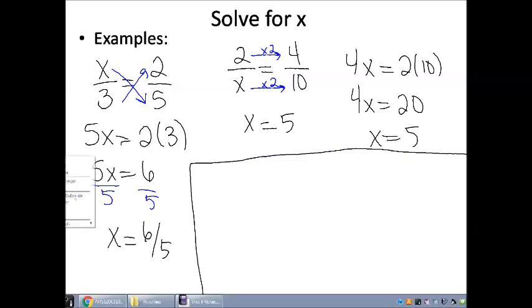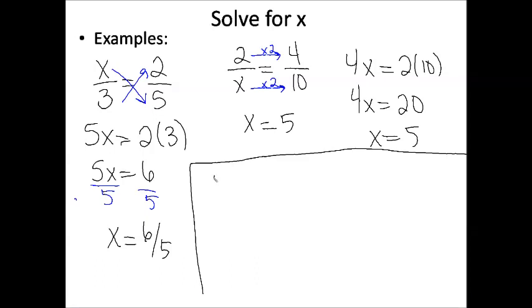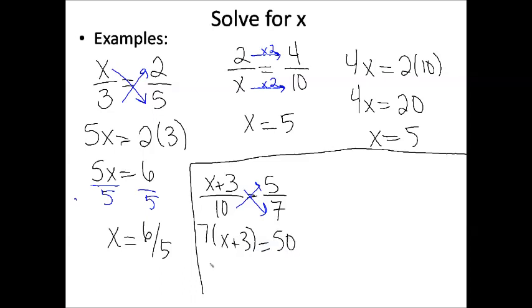As it were. And lastly, they could get a little bit more complicated. You could have something like x plus 3 over 10 is equal to 5 over 7. And I just made this up off the top of my head, so the math might not be pretty. We're still going to cross multiply, but I'm going to have to distribute that 7 to the x and to the 3. And then 5 times 10 is 50. So I get 7x plus 21 is equal to 50.